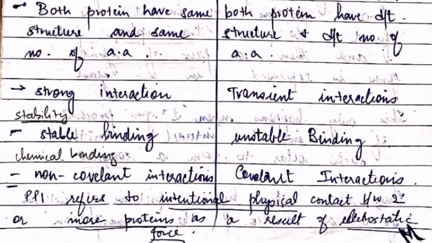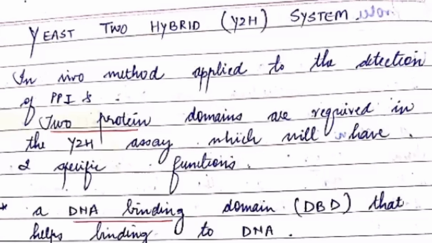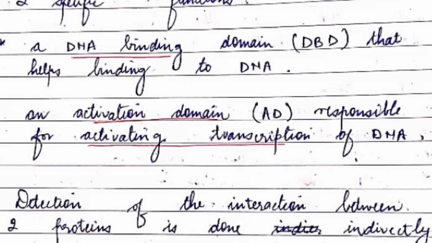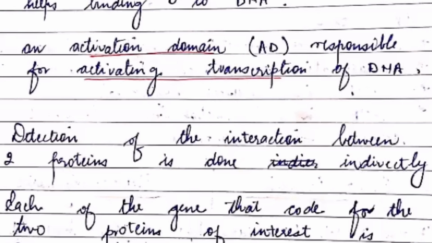Now let's study the different methods that can be used for detection and analysis of protein interaction. So let's start with the yeast-2 hybrid system, that is the Y2H system. It is the most commonly used method. In this system, two protein domains are required which will have two specific functions. The first is a DNA binding domain that helps in binding DNA, and the next is an activation domain, that is AD, that is responsible for activating transcription of DNA. Both of these domains are required for the transcription of the reporter gene.